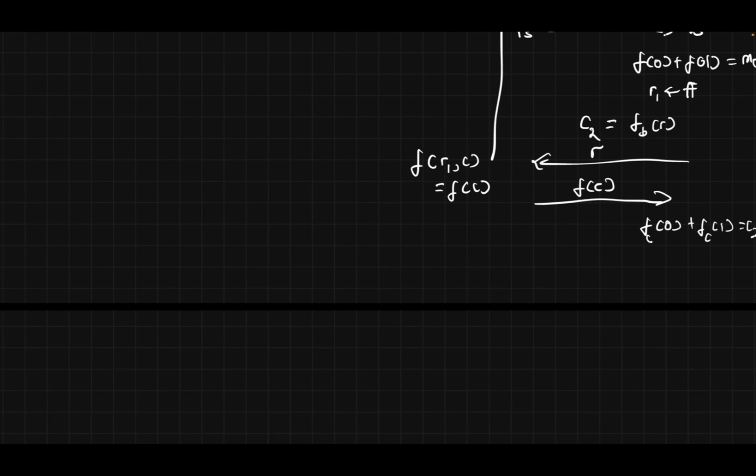Once it's done with that, it picks a random R2 again from the field and then does the oracle check.